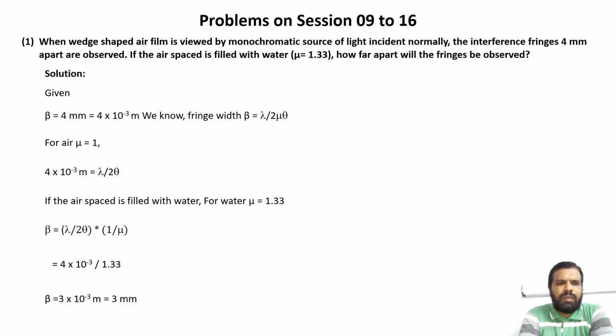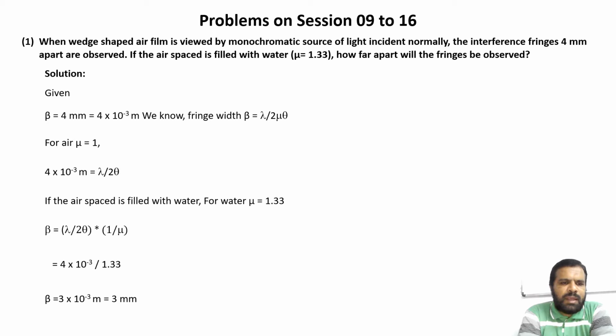Solution. Given beta is equal to fringe width, beta is equal to 4 mm. That is equal to 4 into 10 raised to minus 3 meters. We know fringe width beta is equal to lambda divided by 2 mu theta. For air, mu is equal to 1. 4 into 10 raised to minus 3 meters is equal to lambda divided by 2 theta.